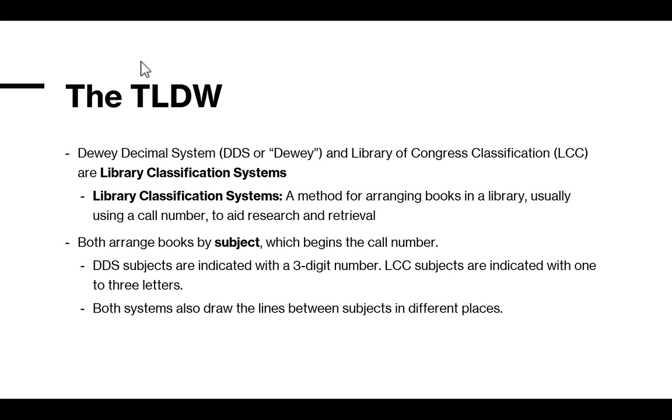classification systems. These are methods for arranging books in a library, usually using a call number, to aid research and retrieval. Both systems arrange books by subject, which begins the call number. In the Dewey Decimal System, the subject is indicated with a 3-digit number. In Library of Congress, subjects are indicated with 1 to 3 letters. Both systems draw the lines between subjects in different places and have some formatting differences as well.